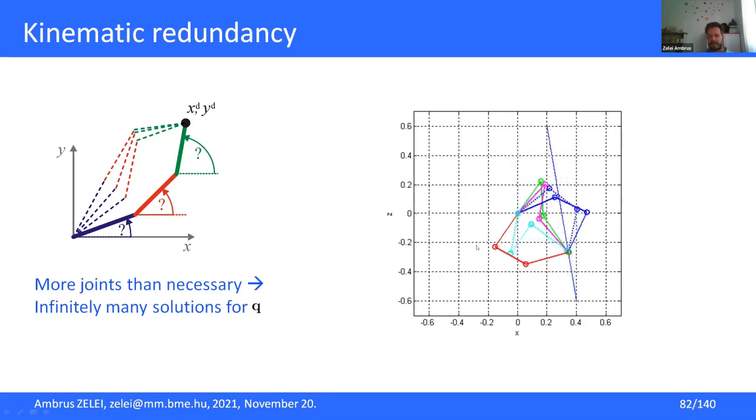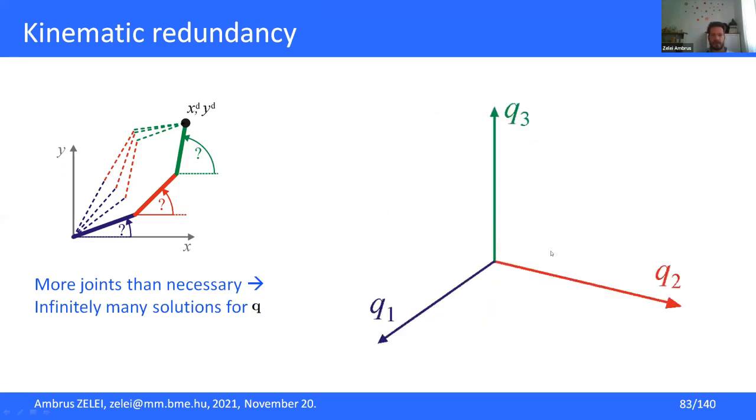So here, this is the animation of the simplified model with the 3 degrees of freedom. And the different colors mean that we have several solutions for the inverse kinematics. So the endpoint moves in the same trajectory, but the joint angles are very different in case of each color. So the same robot moves in a very different way in case of each color. So this means that we have kinematic redundancy.